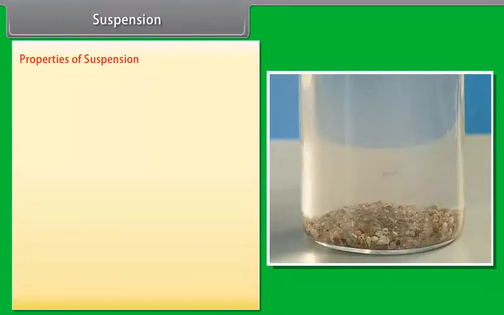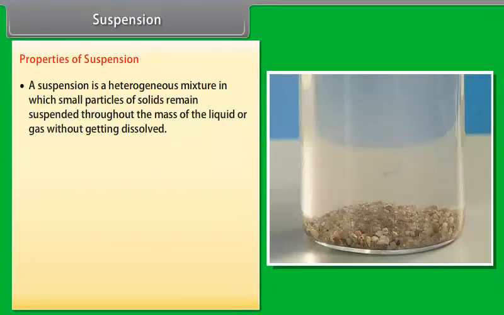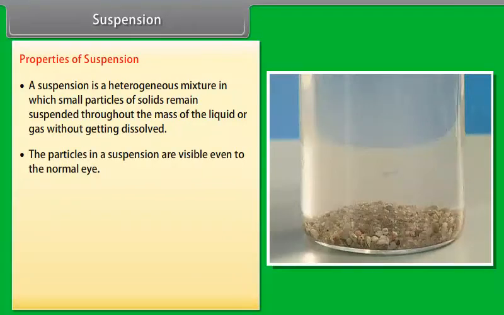Properties of suspension. A suspension is a heterogeneous mixture in which small particles of solids remain suspended throughout the mass of the liquid or gas without getting dissolved. The particles in a suspension are visible even to the naked eye. The diameter of the particles is of the order of 10 raised to the power minus 5 centimeter.